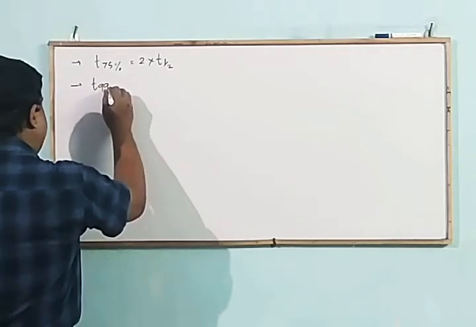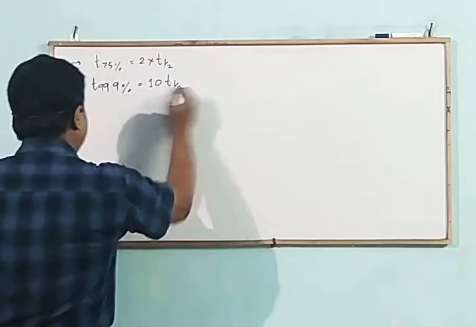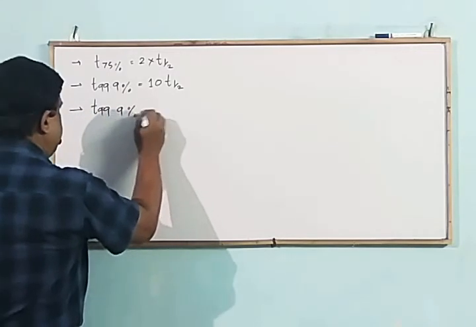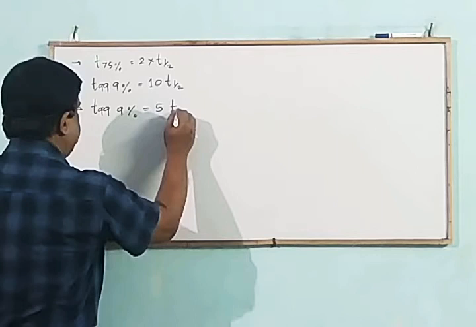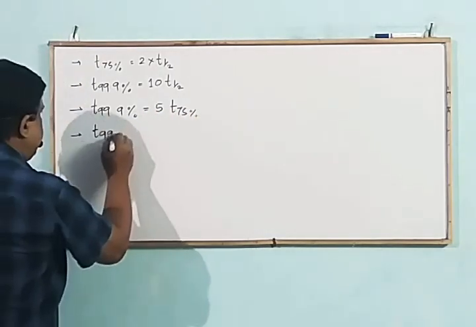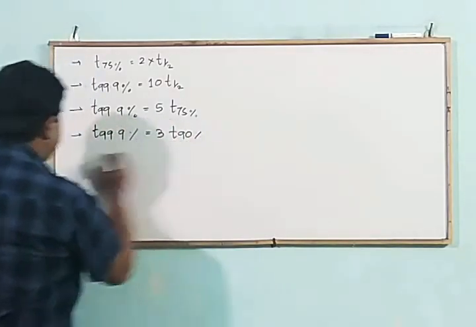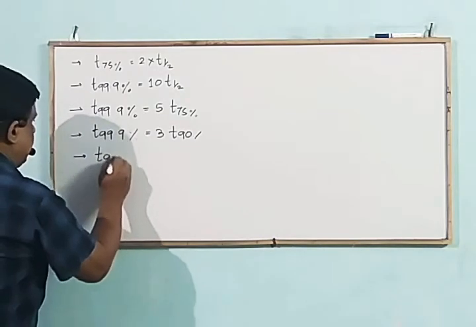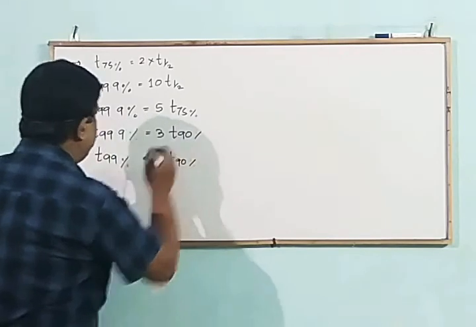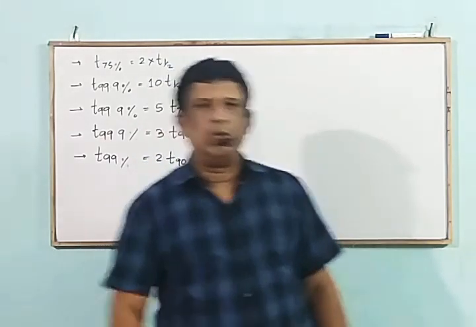T 99.9% is equal to 10 T half. T 99.9% is equal to 5 T 75%. T 99.9% is equal to 3 T 90%, and T 99% is equal to 2 T 90%. These are some relations, as well as one problem carrying 2 marks.